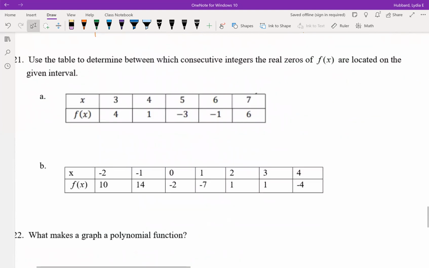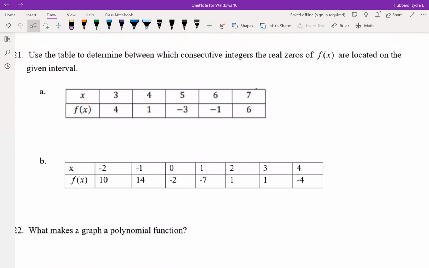If not, I understand. Use a table to determine which consecutive integers the real zeros of f(x) are located on the given interval. If we think about this graphically, zeros would have to occur when we have a negative y value and a positive y value, because if we connected them, they'd have to cross the graph at a 0, right? So we want to look at where our y values change from positive to negative or negative to positive. That's happening here, which would be happening between 4 and 5.